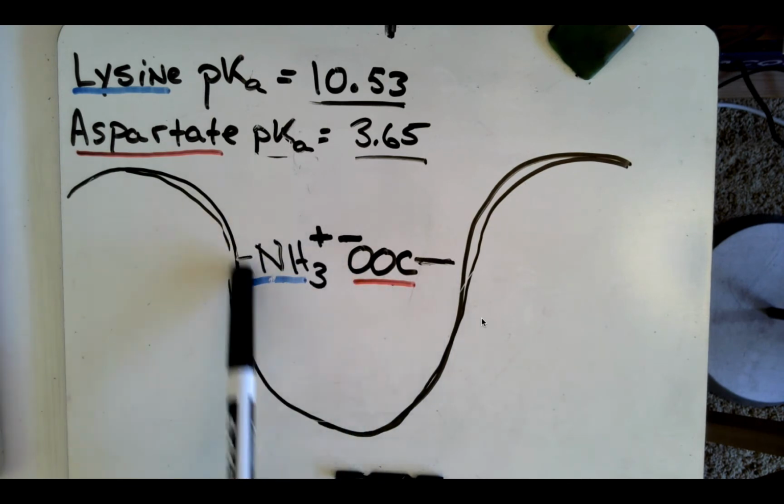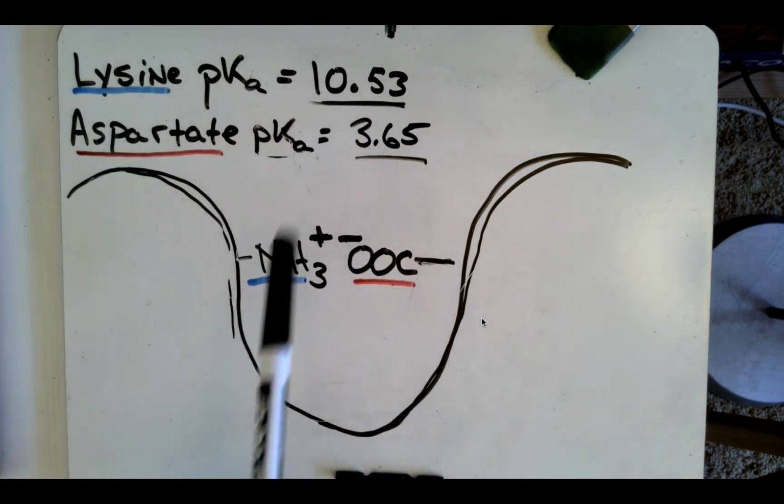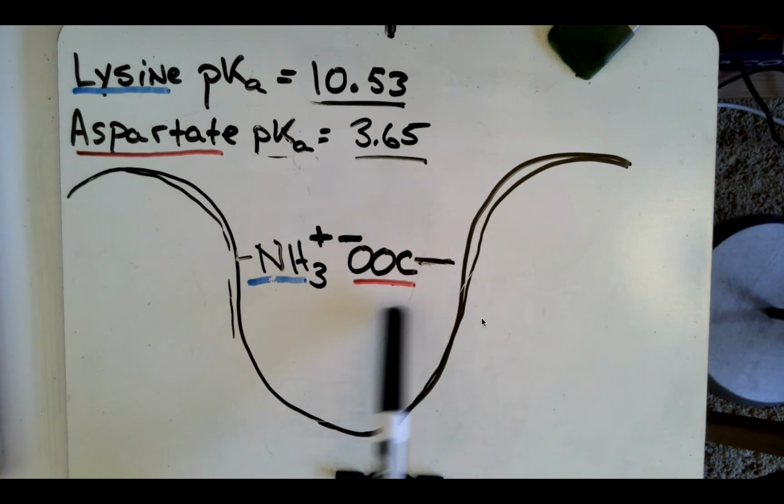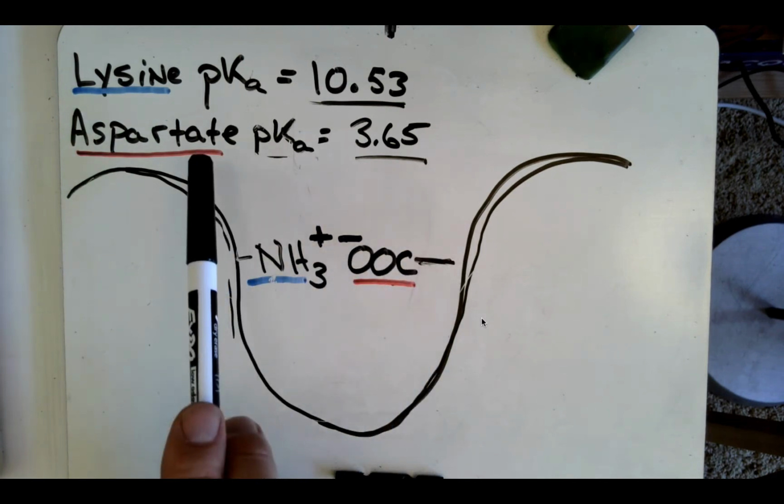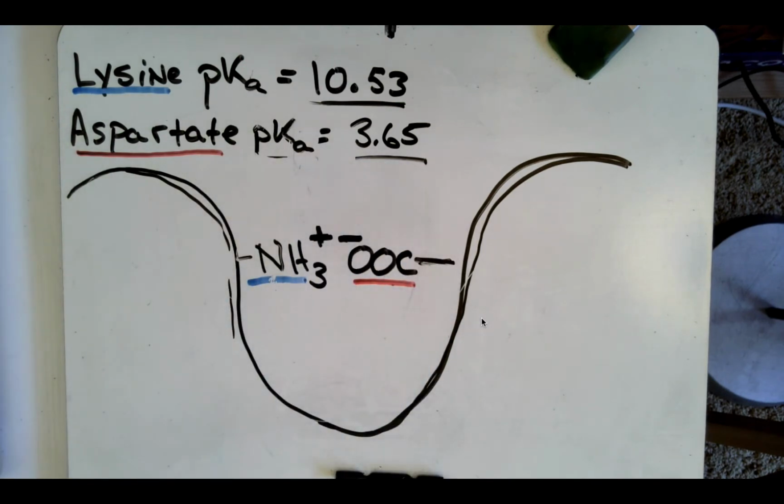Now this amino group here in lysine has a pKa of 10.53, and this carboxyl group here has a pKa of 3.65. And let's assume that this is a protein within our cells that has an optimal pH of about physiological pH.